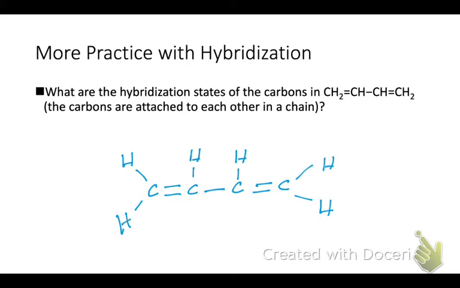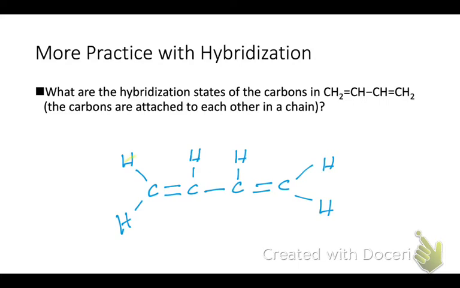Now I'm going to teach you an easy way to figure out hybridization if I'm just asking for hybridization. Count your electronic groups. How do we count electronic groups? All the atoms and the lone pairs on the central atom. So let's look at that.